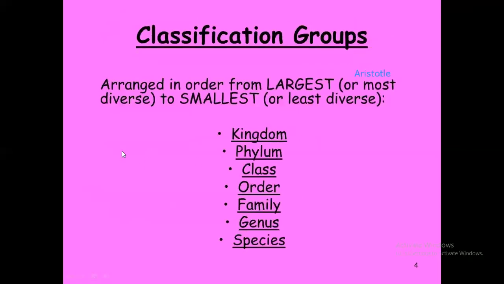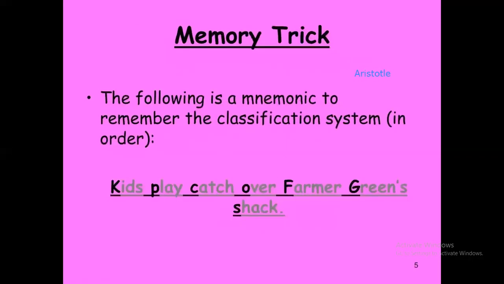Now let's move ahead into the classification groups, which are arranged in order from the largest or most diverse to the smallest or least diverse. These are kingdom, phylum, class, order, family, genus, and species. There is a quick trick to learn this. You can remember the classification system like "kids play catch over Farmer Green's shack." The first letter of each word denotes the order.